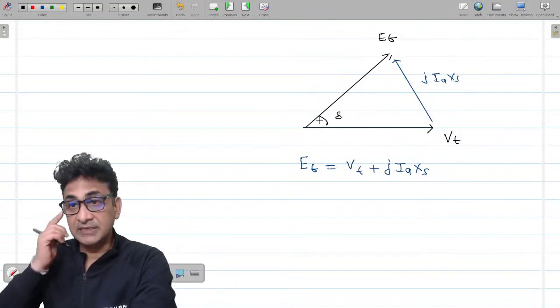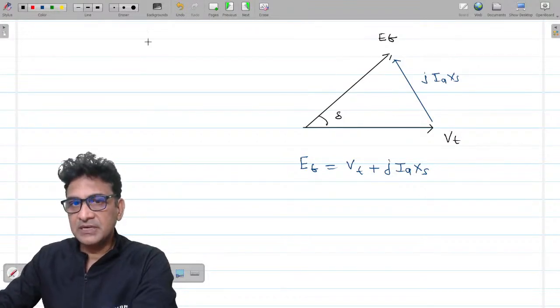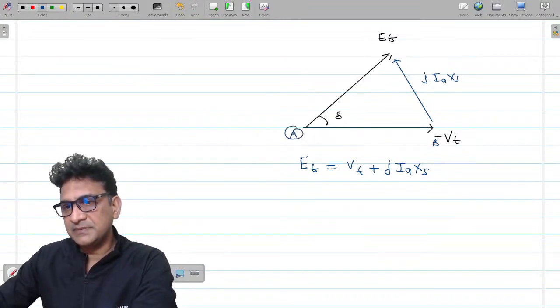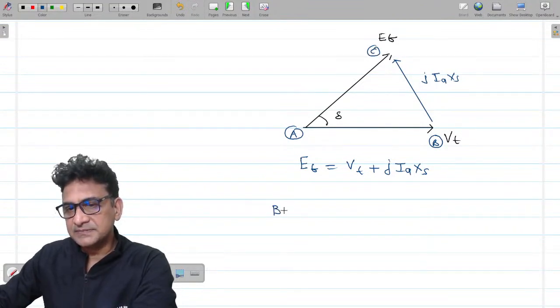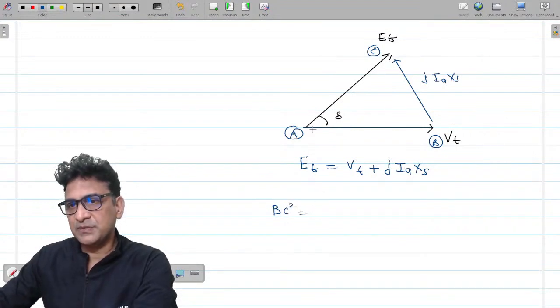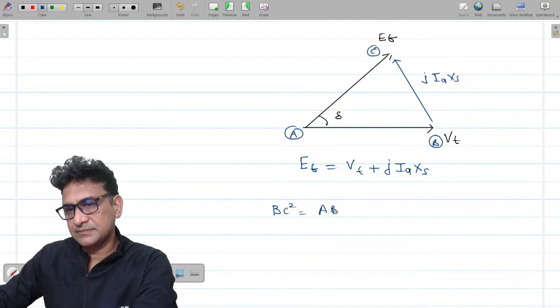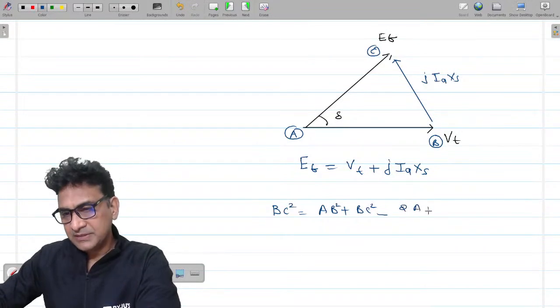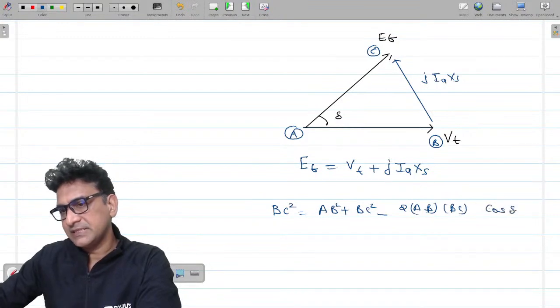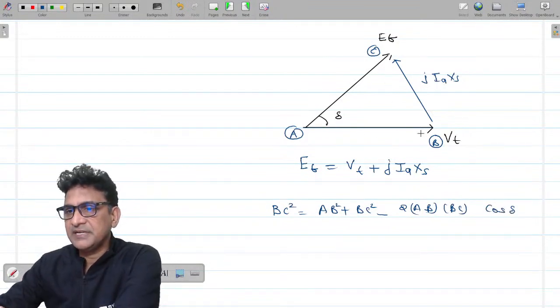This is the delta. So in this triangle, if you use a trigonometric equation, suppose this is my A, this is my B, and this is C. In a triangle ABC, BC square is AB square plus AC square minus 2 AB AC into cos delta. This is as per the trigonometry. The angle between AB and AC is delta.